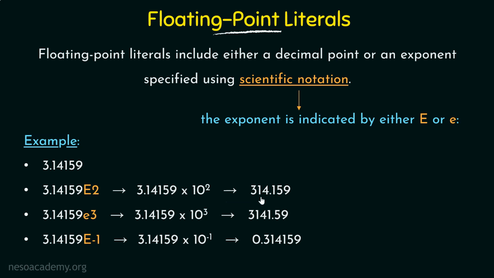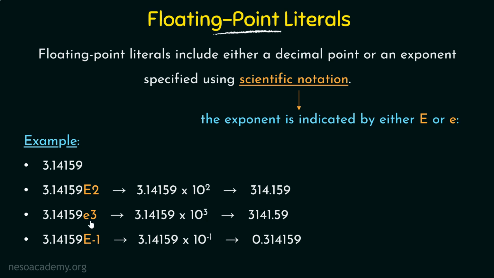So this actually means 314.159. If you put 10 to the power 2 here, what it means is that the decimal point is going to move 2 steps forward. So 314.159. Now similarly 3.14159 E3. Now what does this mean? Again, I already said that we can also represent it using the lowercase e.